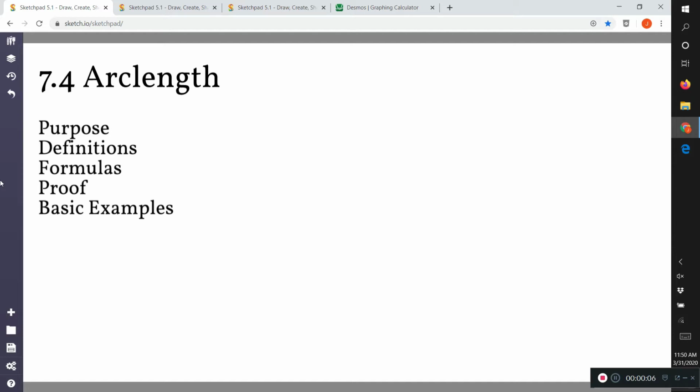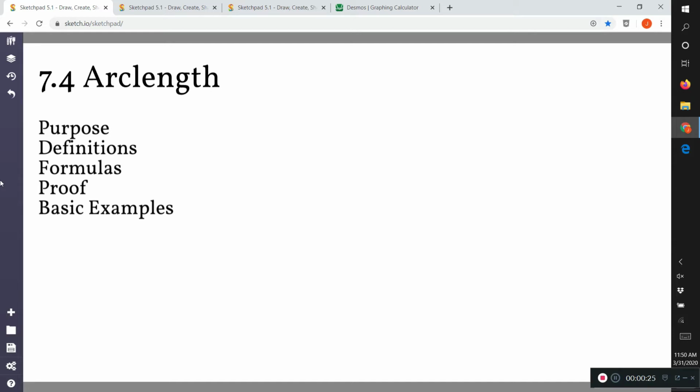Today we're going to be starting section 7.4, which discusses arc length. We're going to discuss the purpose, definitions, formulas, a proof of those formulas, and a basic example of finding the arc length of a curve. So let's talk about the purpose of this.